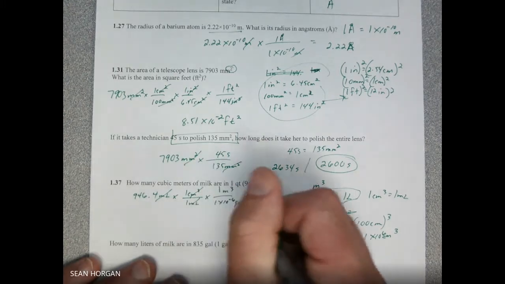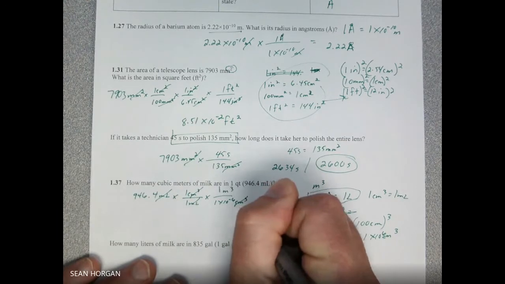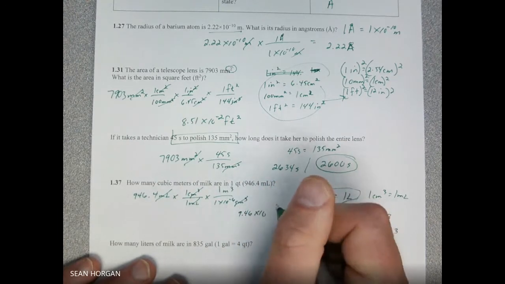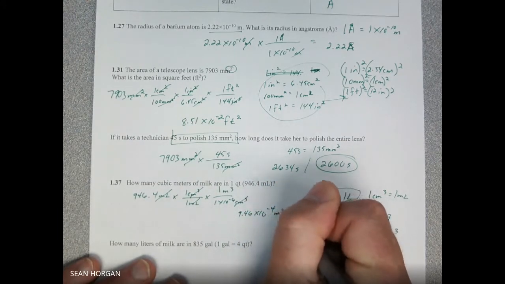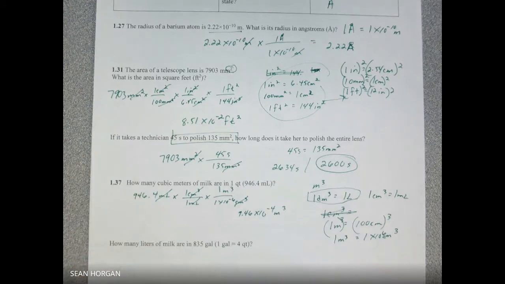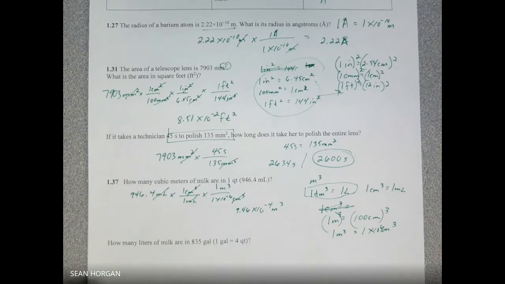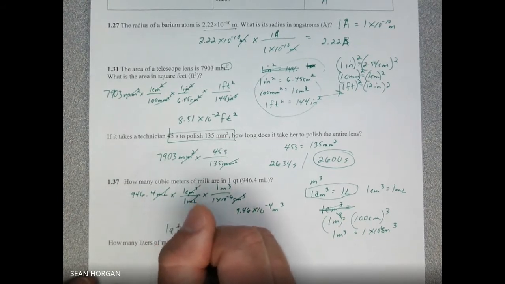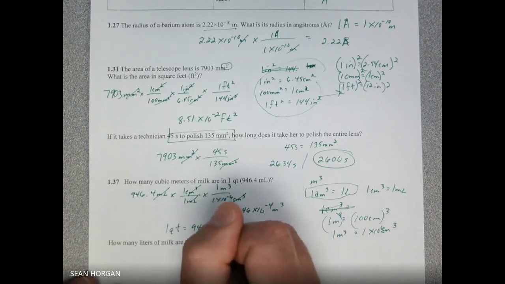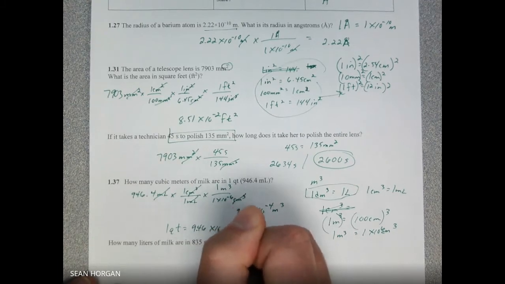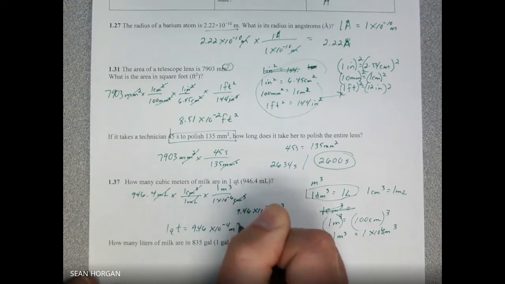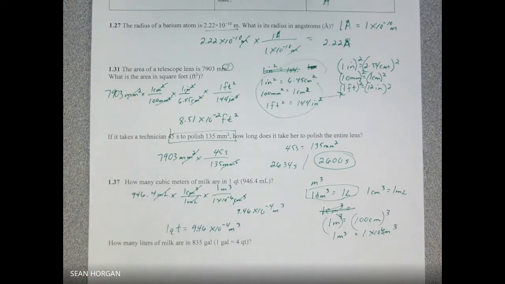So then I end up with 9.46 times 10 to the negative 4th meters cubed. And then this one says, how many liters of milk are in 835 gallons? 1 gallon equals 4 quarts. 1 quart equals this, 946, right? Well, 1 quart we know is equal to 9.46 times 10 to the negative 4th meters cubed, right? I don't know if that helps us.